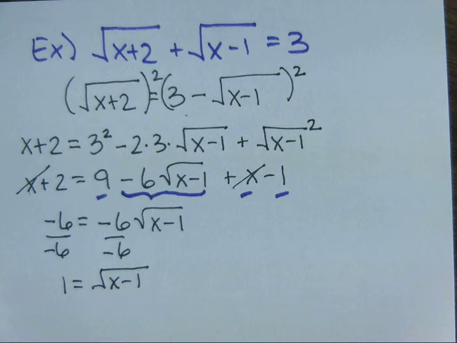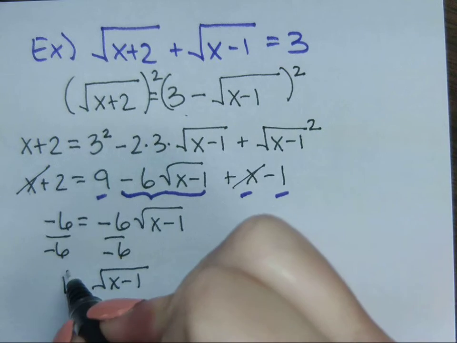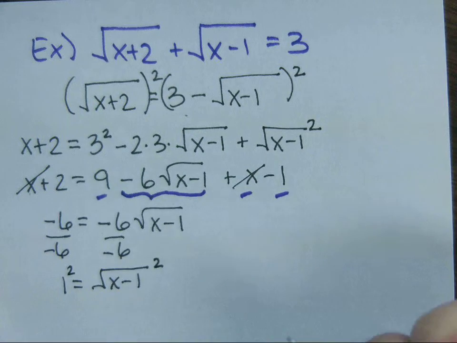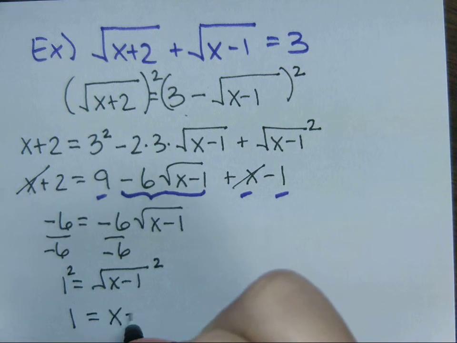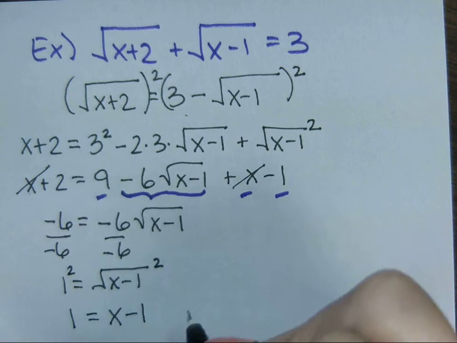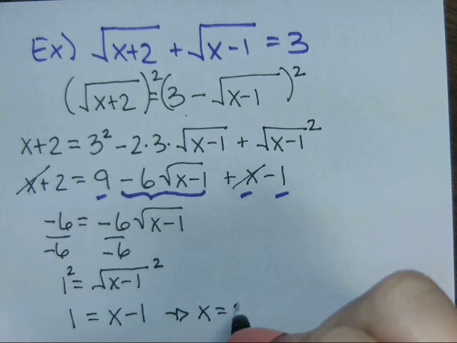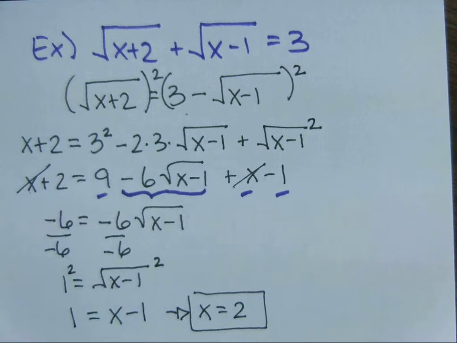So that doesn't happen very often, but sometimes you can actually divide to isolate the radical. And now when you square both sides, you're going to get 1 equals x minus 1. I'm kind of running out of space, so x equals 2. Again, I'm pretty sure that works, but I want to double check.